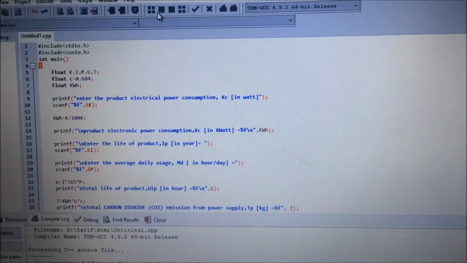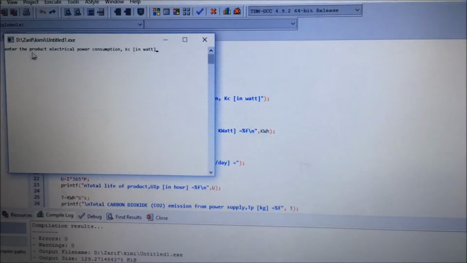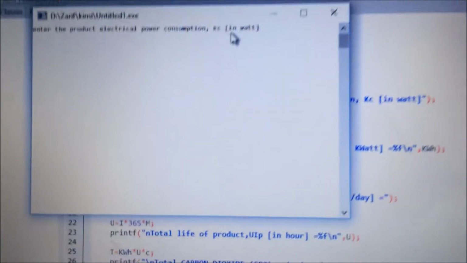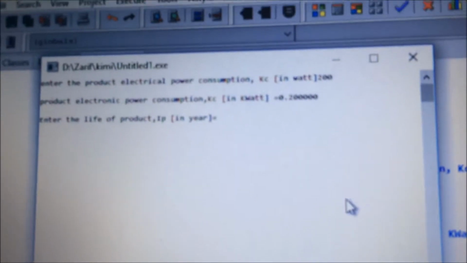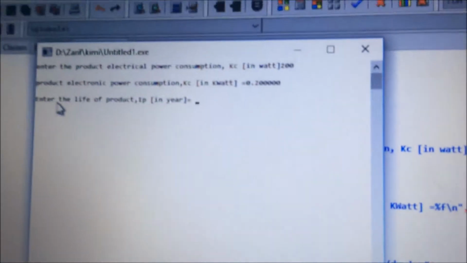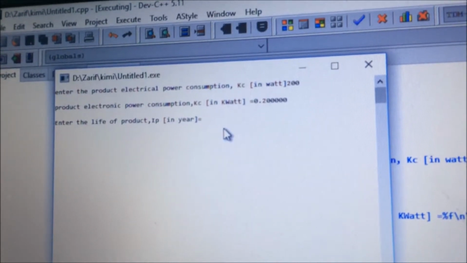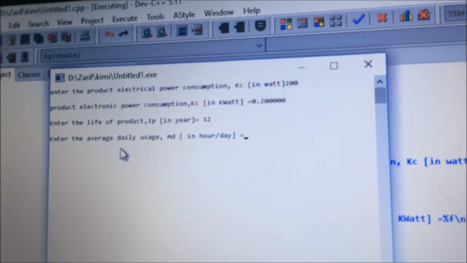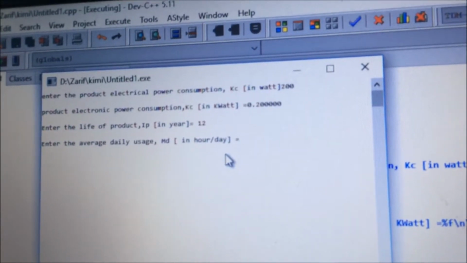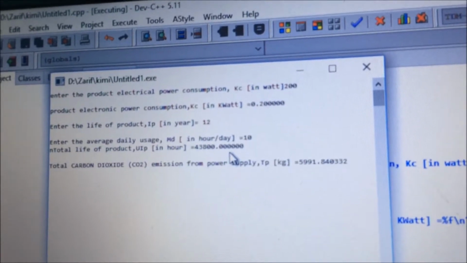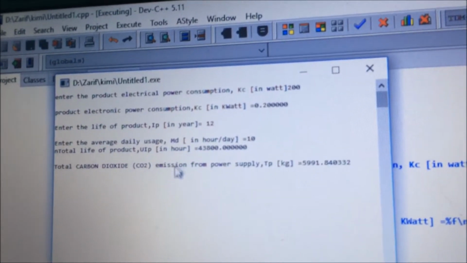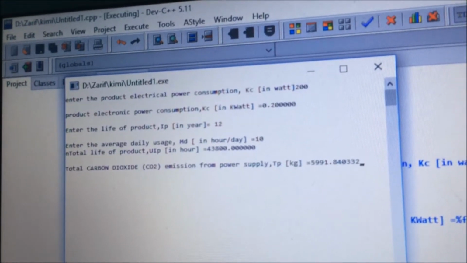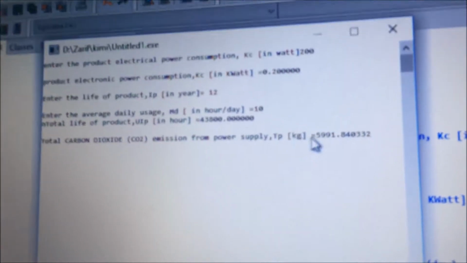Okay, for the result, enter the product electrical power consumption in watt, which on average is 200 for a television, and then it is converted to kilowatt, divided by 1000, which is 0.2, and then enter the life of product in years, which is 12, and then enter the average daily usage in hours per day, maybe 10, and then the total life of product in hours is this, and then calculated using T equals to kWh times U times C. The result is 5991.840332.